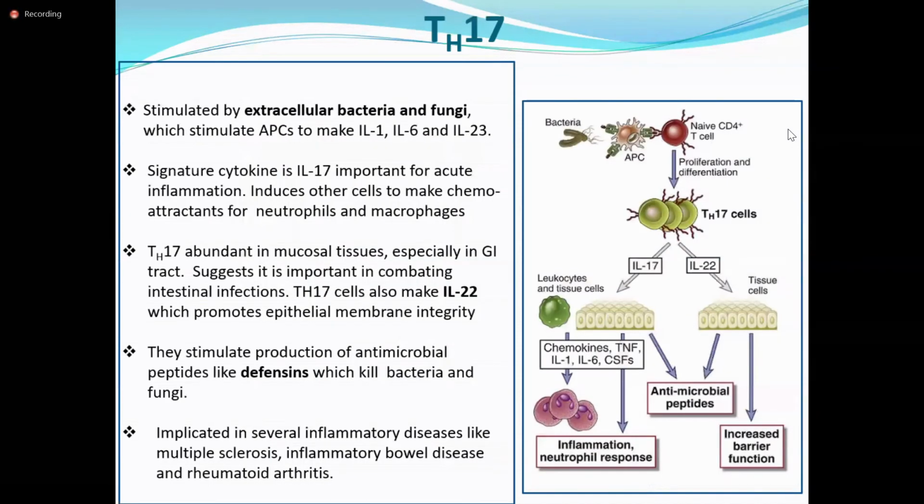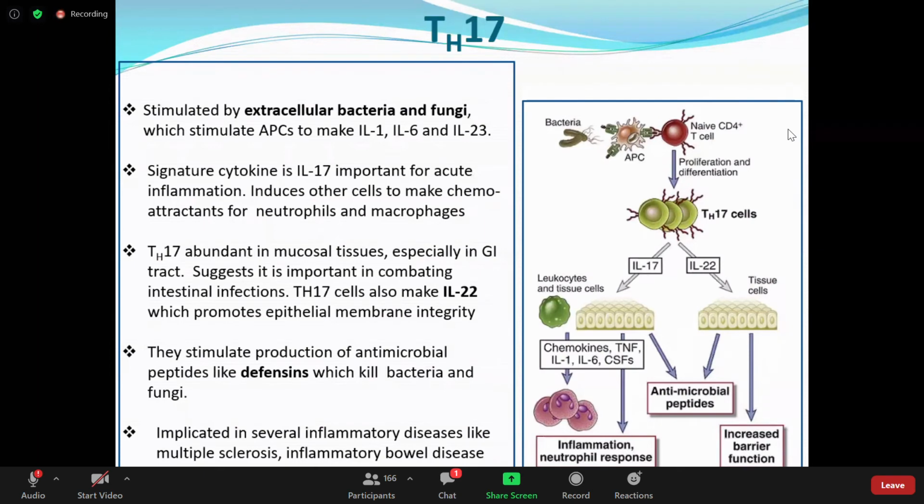The third pathway, the Th17 cells, their signature cytokines are IL-17 and IL-22. IL-17's major function is to stimulate the production and the influx of neutrophils. And this cell subset is mainly functional at mucosal sites.